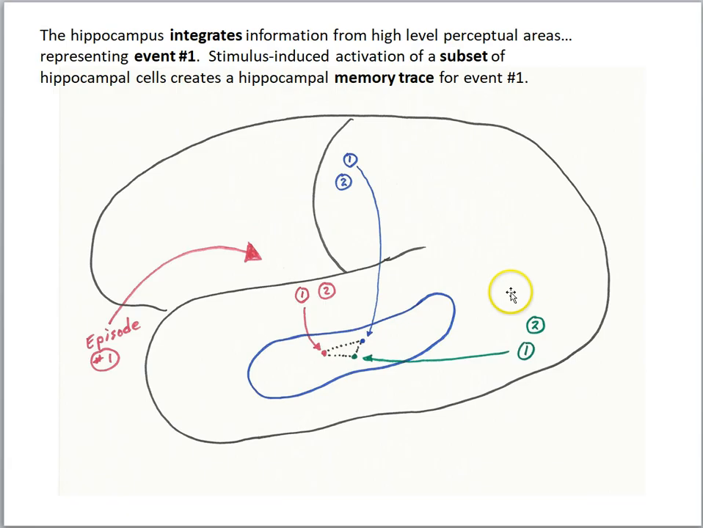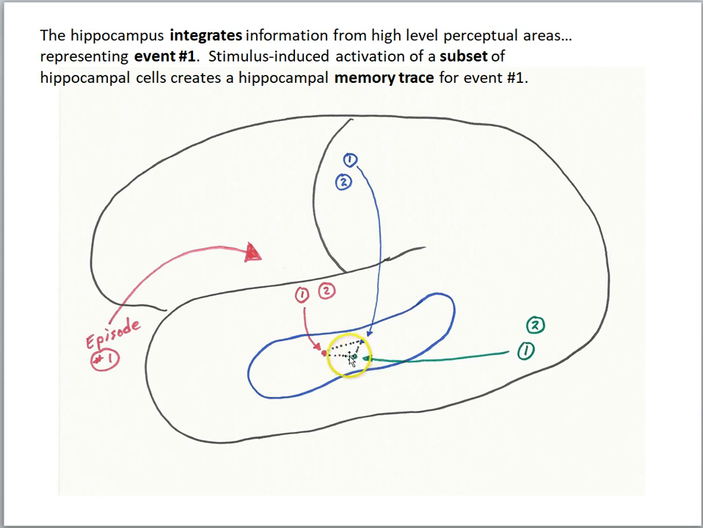Now, in other lessons on memory, in focusing on the hippocampus, we thought of the hippocampus as integrating information from high-level perceptual areas. And the hippocampus then will undergo synaptic plasticity among subsets of cells, and this will form a memory trace for a given event. So episode 1 has sounds and sights associated with it, perhaps a feel, and synaptic changes will occur here to make an engram, a memory trace for episode number 1.